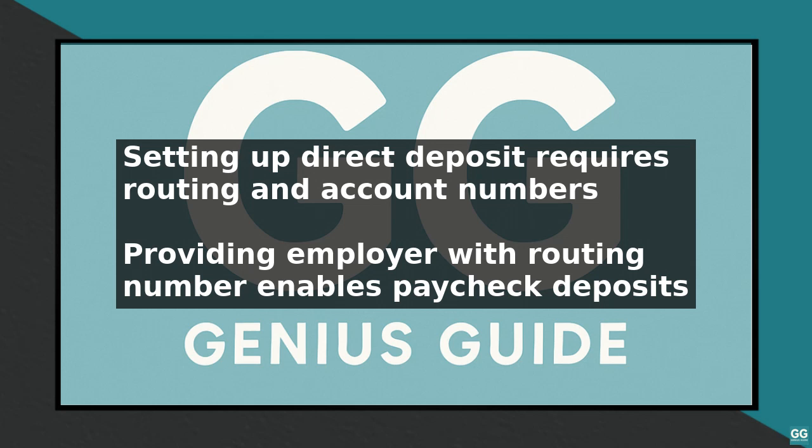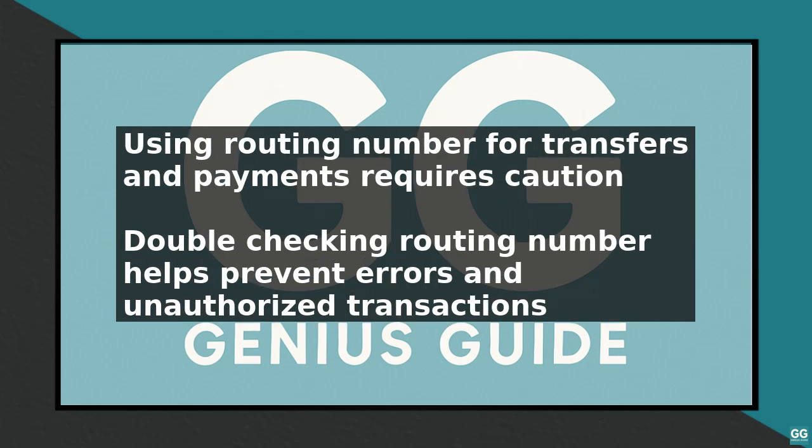In addition, you can use your routing number to receive wire transfers. To do this, provide the sender with your routing number and account number, as well as the name and address of your bank. You can also use your routing number to set up automatic payments for loans or credit cards.